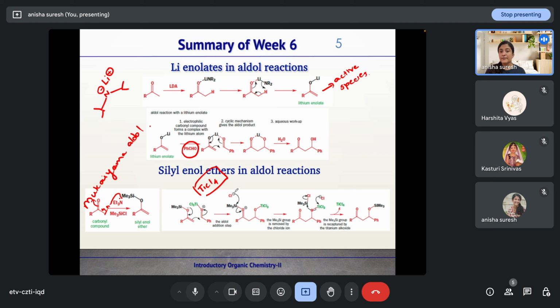Now Cl minus will have affinity towards silicon. It can abstract the silicon and neutralize the positive charge on oxygen. Now TiCl4 will be regenerated, and the O minus will attack SiMe3, and the Cl minus will leave, leading to formation of this protected alpha hydroxy ketone. Upon aqueous workup, OH will be generated. Okay, this is how silyl enol ethers undergo aldol reaction. This is clear, right?